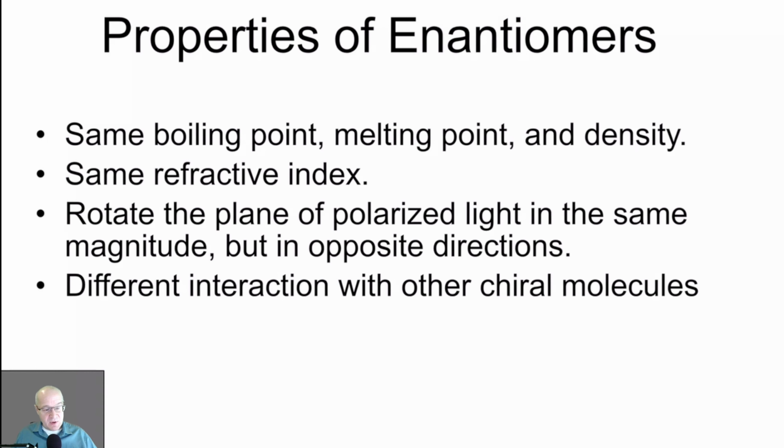So enantiomers are the same thing, same physical properties, except they interact differently with other chiral molecules, as I just showed you with the handshake experiment, and they rotate polarized light the same magnitude but in different directions. Those are the only differences in enantiomers.